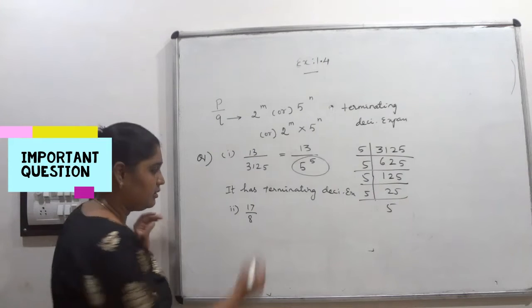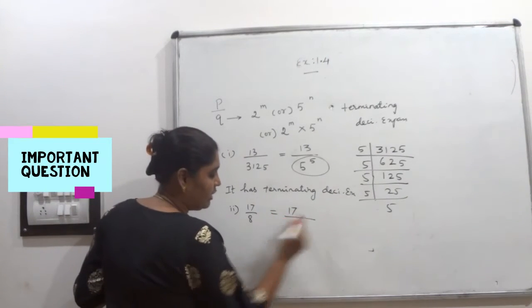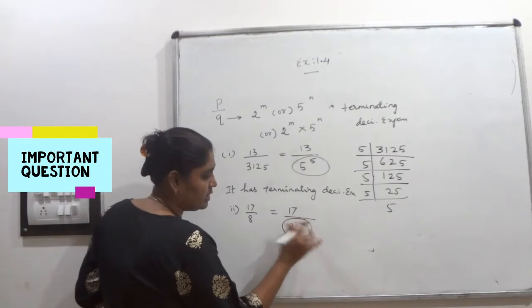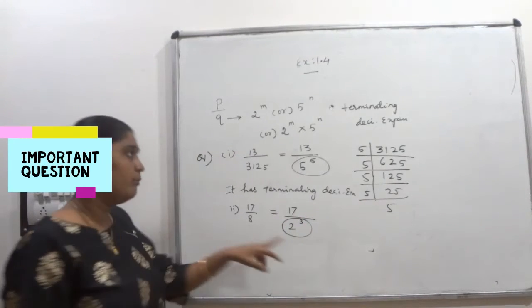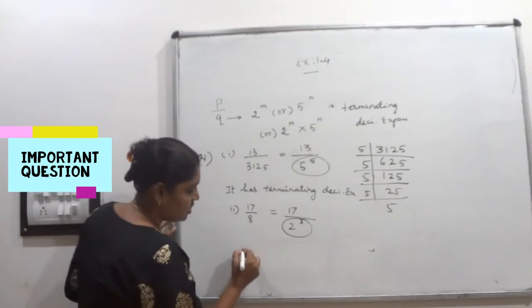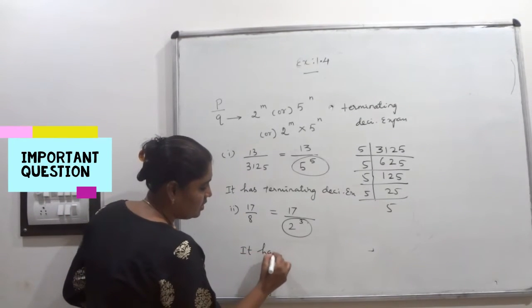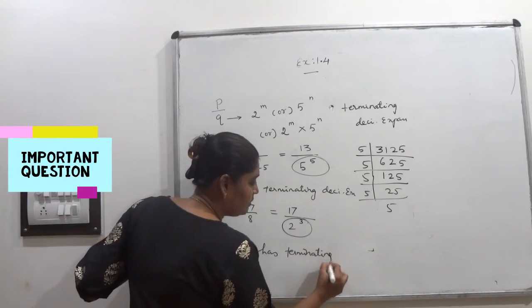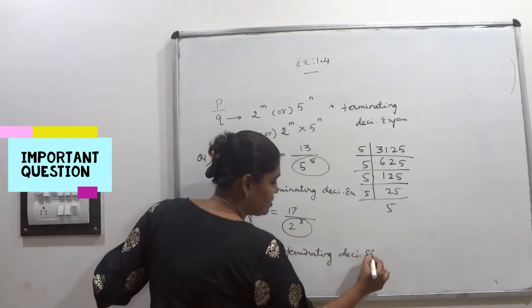Okay, go for the next one: 17 upon 8. Write the prime factors for 8, 2 power 3. Now we check the denominator. It is in the form of 2 power m. Therefore, we can tell that it has terminating decimal expansion. So write it here: very simple, terminating decimal expansion.